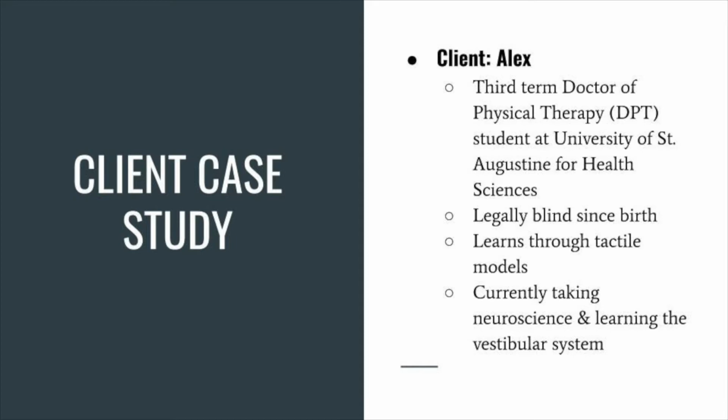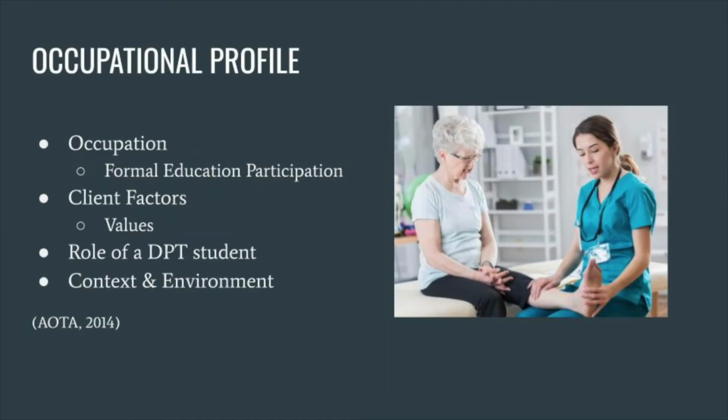She has a very supportive family who has always found ways to adapt their environment in order for her to follow her dreams. Her school has also been very supportive with providing her the assistive technology needed in order to understand the concepts and prepare for examinations. She is currently taking neuroscience and learning the vestibular system. However, has been having trouble understanding the vestibular system as it relates to balance and coordination.